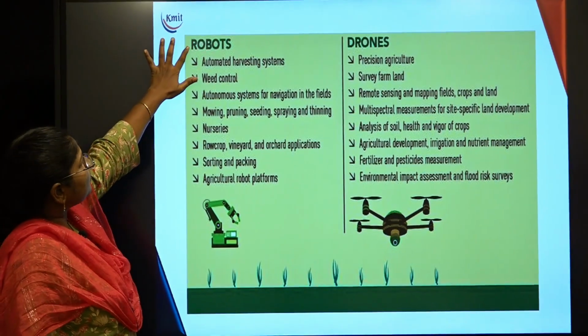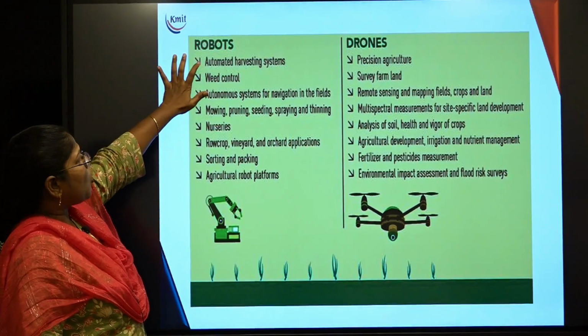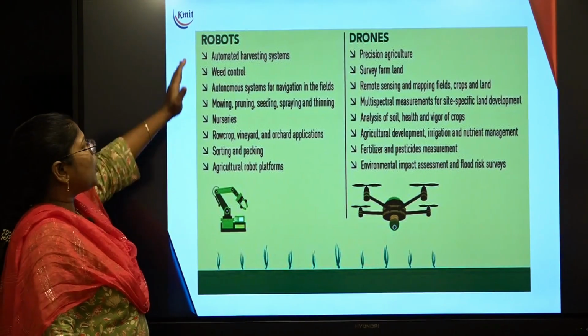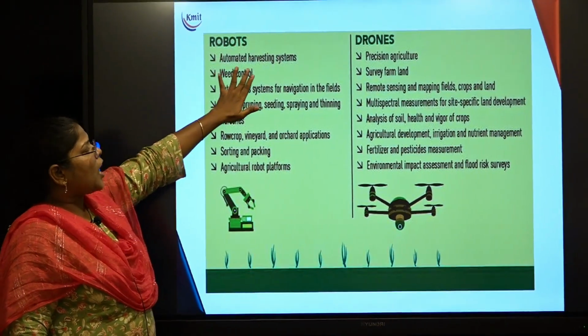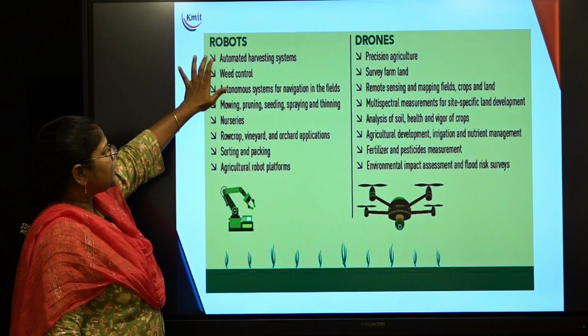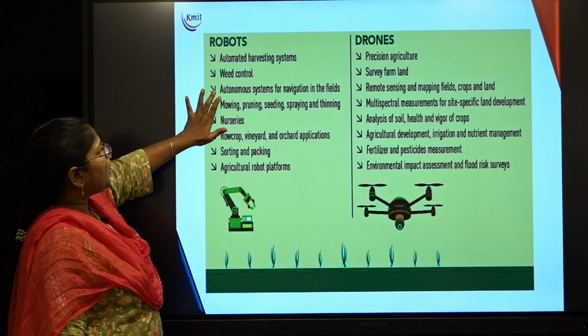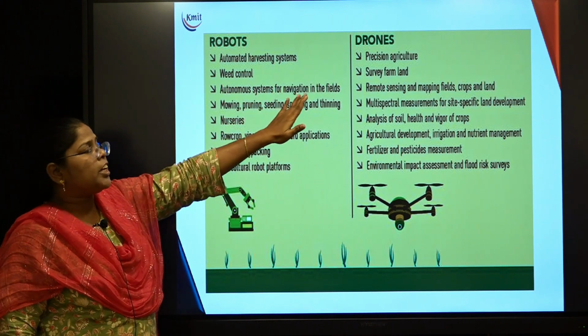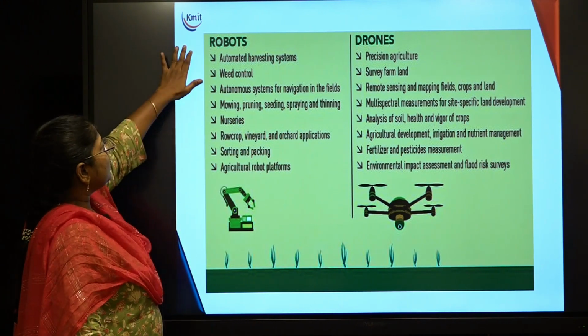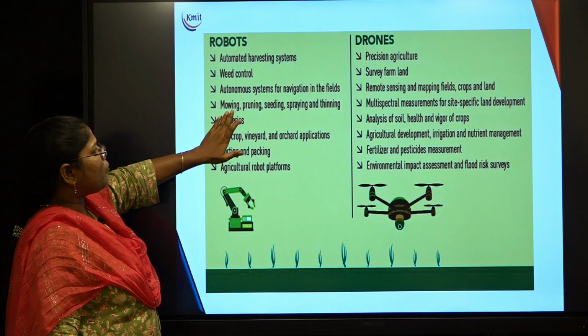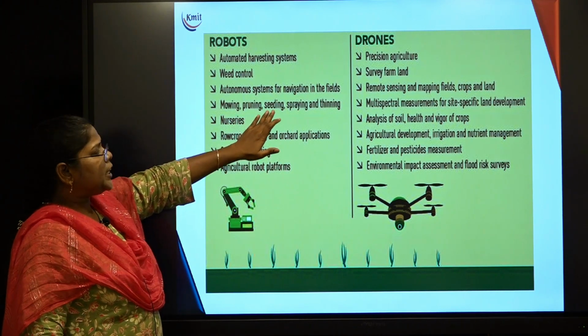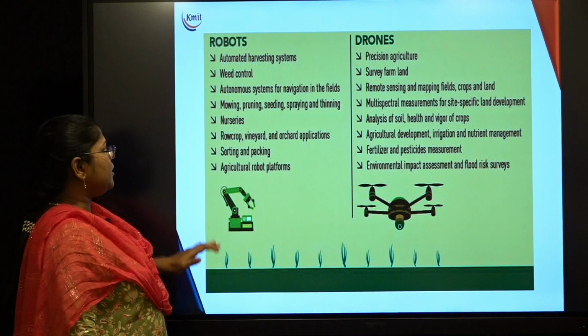So a robot is automated. Examples for robots are automated harvesting systems. A robot can be used for weed control. A robot can be an autonomous system for navigating in the fields. Robots can be used for mowing, pruning, seeding, spraying and thinning.